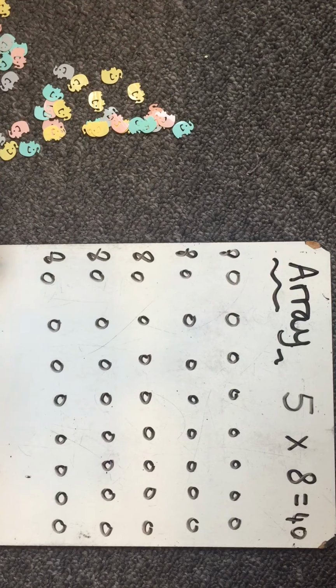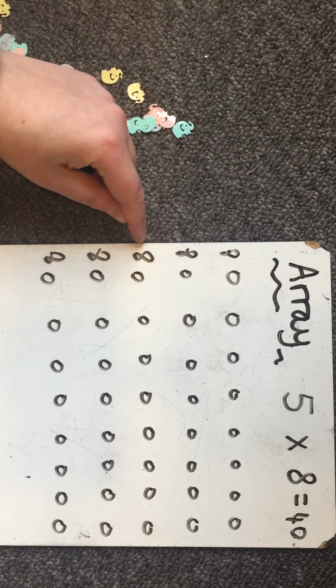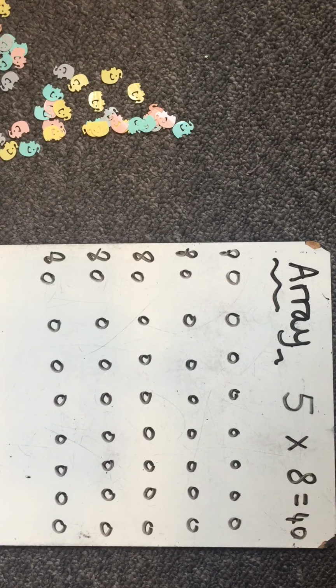And I can do the same, counting 8s. Ready? Off we go. 8, 16, 24, 32, 40. That's my first way, my array. Let's see if my second or third method are quicker.